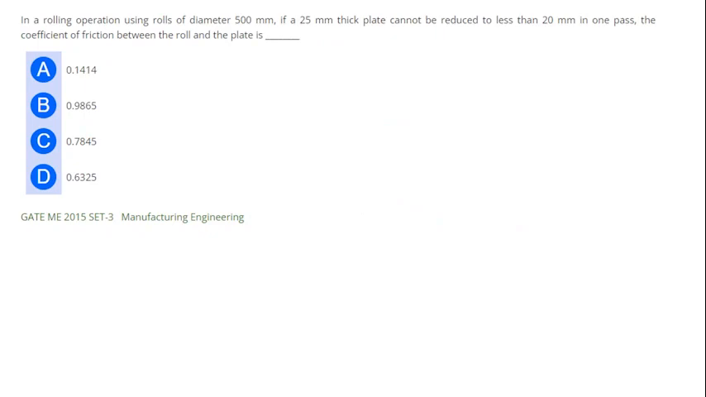This kind of question is very famous for the rolling operation. One or two questions on this, or maybe on separating force, or maybe they'll ask you to calculate torque. So two or three formulas are very important in rolling. I will upload the short notes also. Whatever formulas are mentioned in the short notes, definitely you have to learn those formulas. So this question.